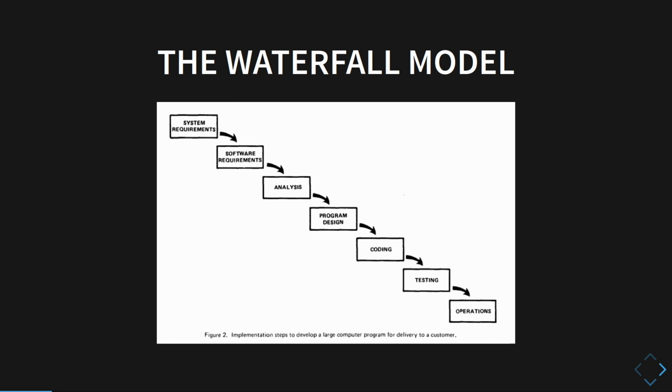So you have different steps. You start with working out the system requirements, you go into the software requirements, the analysis, then you start to design your program and your architecture, and you do all that before you start actually writing software, right? And after you've written all the software, you start testing it, and if everything works correctly, then you put it into operation, it goes into production.